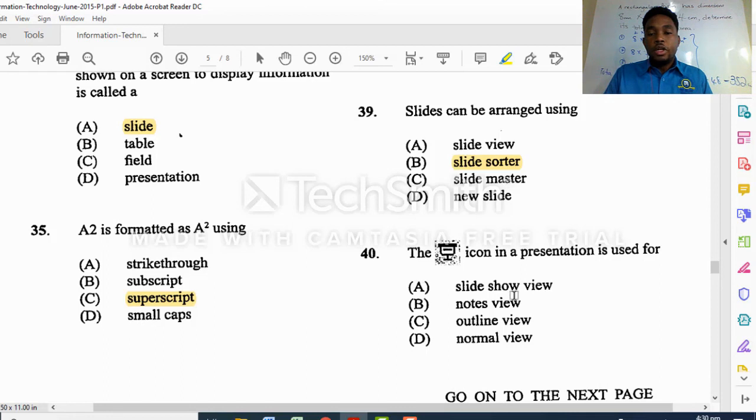And then we move over to 40. The image that we see here, the icon in a presentation, is used to represent a slideshow.